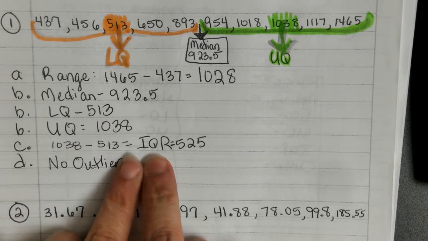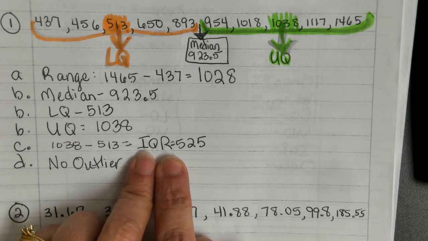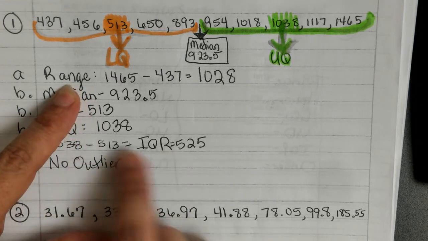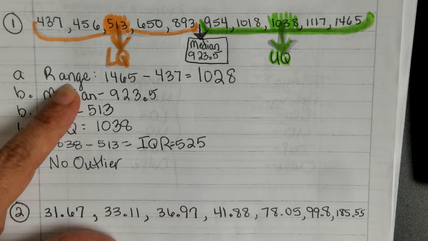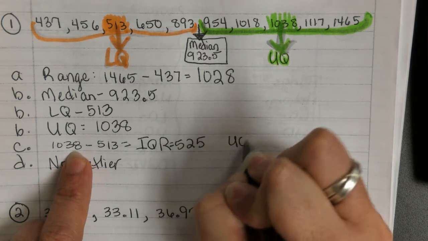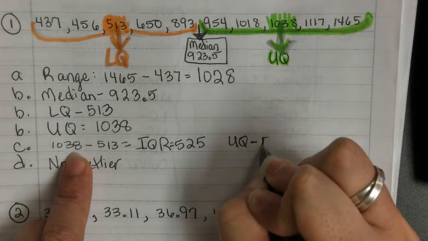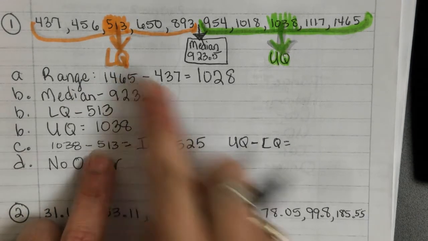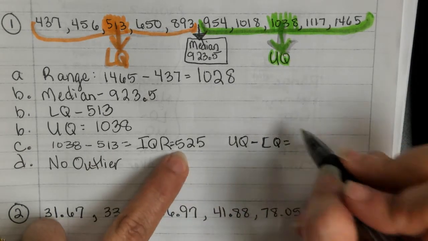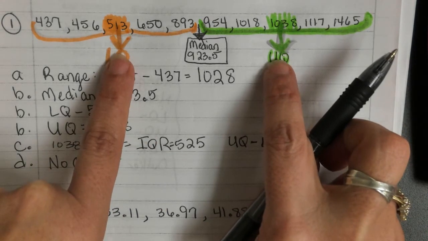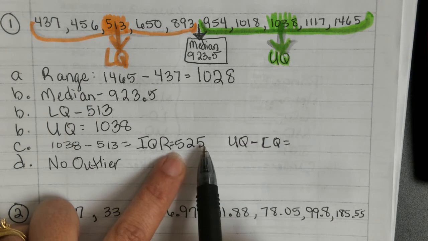So, for an IQR, an interquartile range, what was range up here? What kind of math? Subtraction. So if we subtract on that range, we're going to subtract on this range. The only difference is we're going to do the UQ, that's where I got 1038, minus the LQ. So I got 1038 minus 513, and that's how I got 528 for the IQR. That's how spread apart these two are. So the IQR is 528.